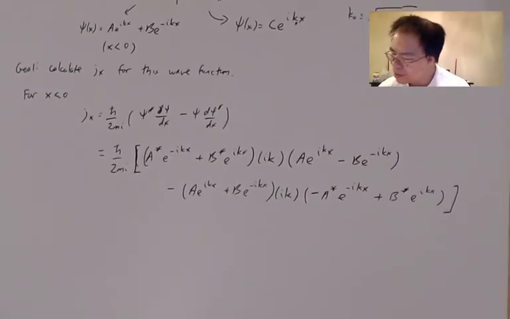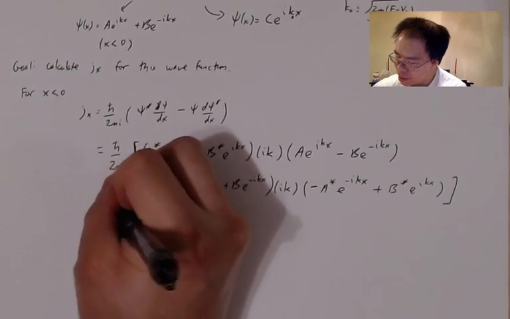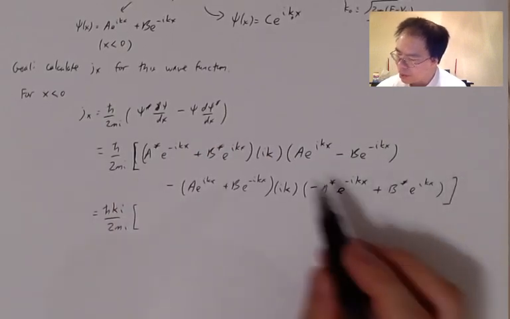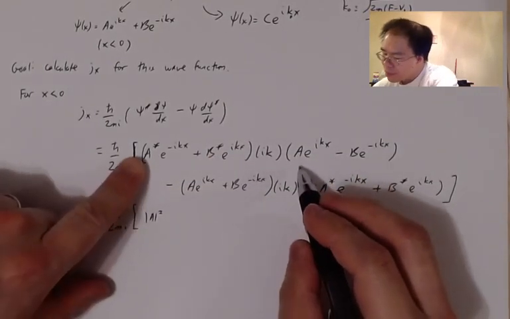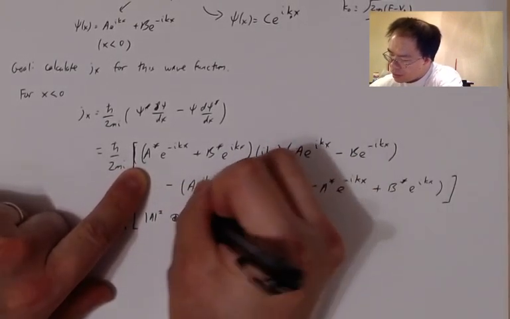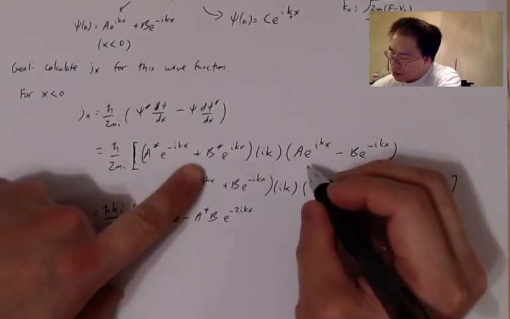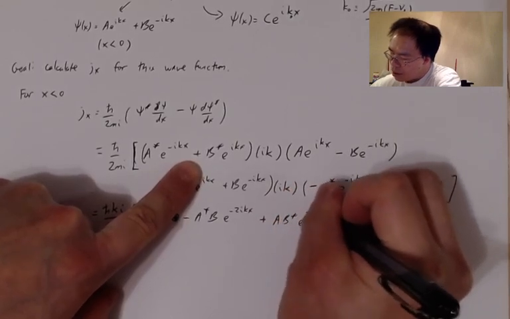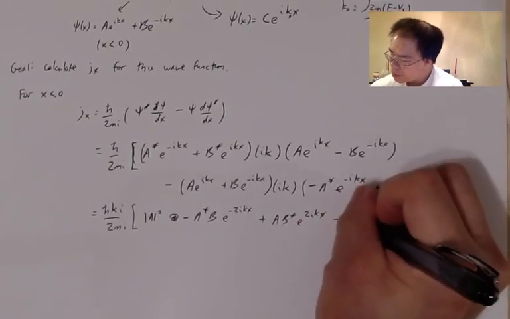All right, a little bit of a mess, but let's just simplify this. Notice I can pull out a factor of ik here. So I get an h bar k over 2m i. Let's just multiply this all out. So this times that gives me a modulus squared. This gives me, sorry, minus a star b e to the minus 2ikx. This gives me plus a b star e to the 2ikx, and then I have minus b modulus squared.